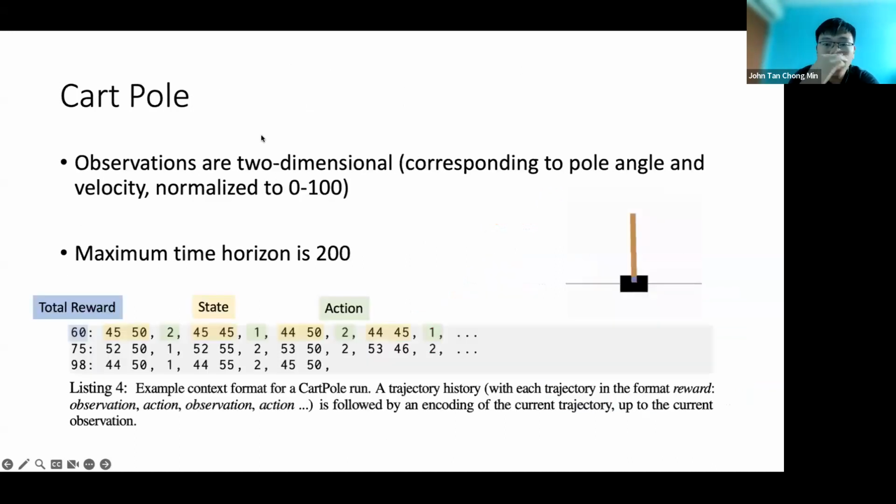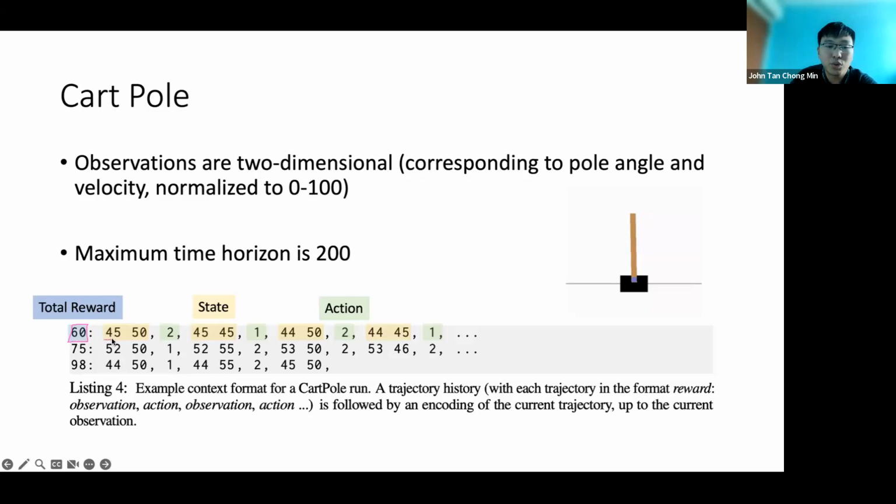And they tried to implement this on CartPole, so it's quite an interesting attempt. You can see this is the total reward we get for CartPole. For CartPole, the reward is you get 1 reward for every time step of survival, so 60 means you survive for 60 time steps.